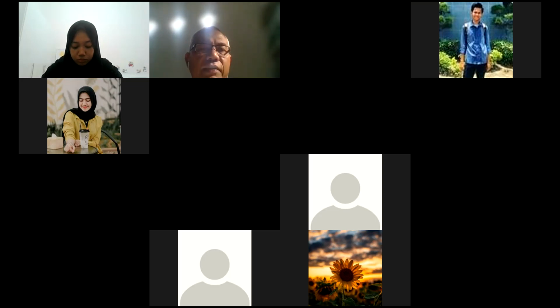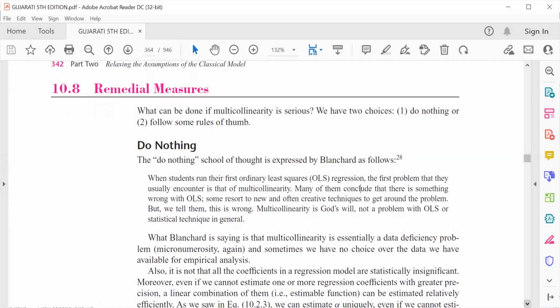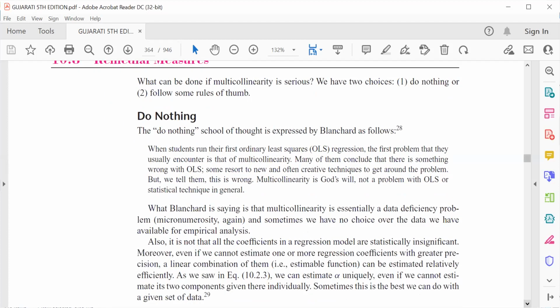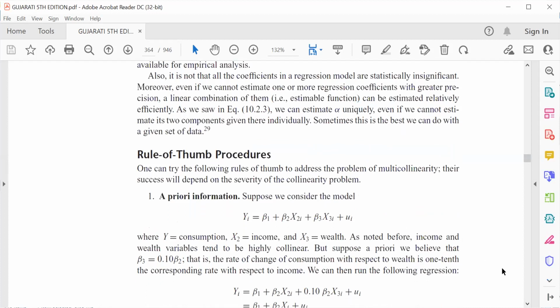Don't worry. If another lecturer says you must drop one variable or you have to remedy this, no need. Just take this book, Gujarati, page 342, and show them: do nothing. This is the first rule for the presence of multicollinearity. Number 2, this is the rule of thumb procedures.